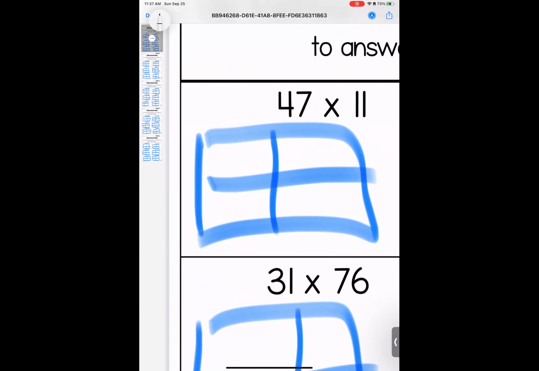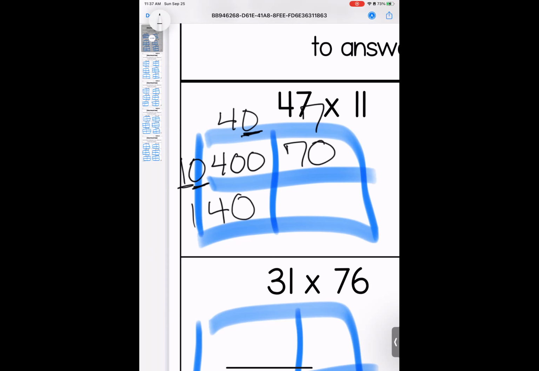Remember, when we're using the box method, we're using what we know about expanded form to break our problem into bite-sized pieces. So when we take our 47, it's going to be 40 and 7. When we break up our 11, it's going to be 10 and 1. We multiply where the boxes meet. 4 times 1 is 4, we have 2 zeros. 4 times 7 is 28, we have 1 zero. 1 times 7 is 7.